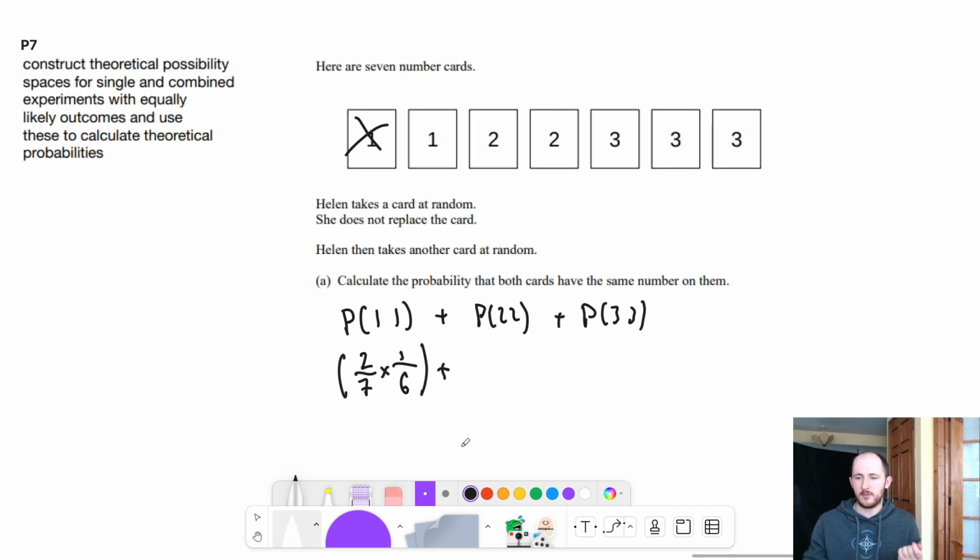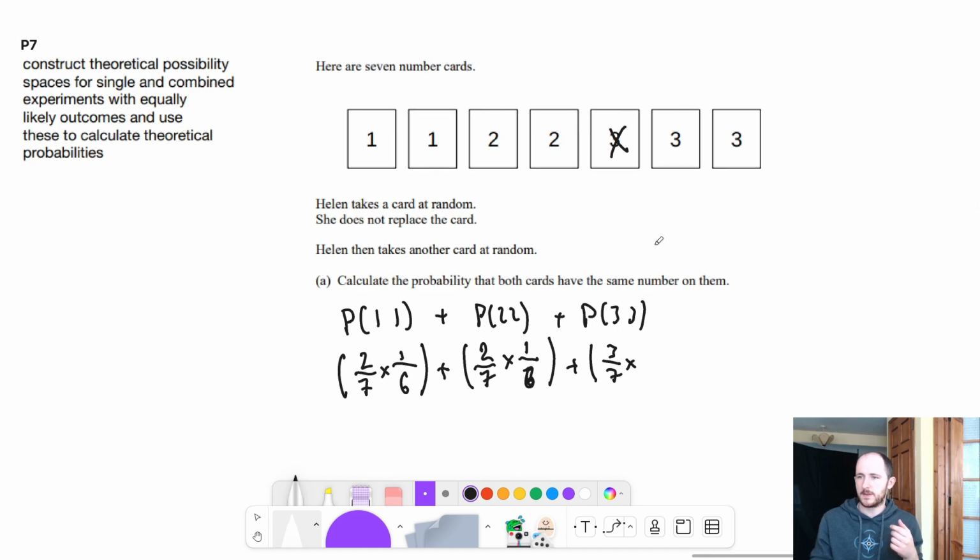Do the same thing for 2 now. So what's the probability of getting a 2 at first? Well, there's 2 twos out of a possible 7. When I've taken a 2, there'll only be 1 two left out of 6, right? Because again, I'll take one of the 2s and then there's only 6 cards remaining. Lastly, how many 3s are there? Well, there are 3 threes, so it's 3 out of 7 at first.